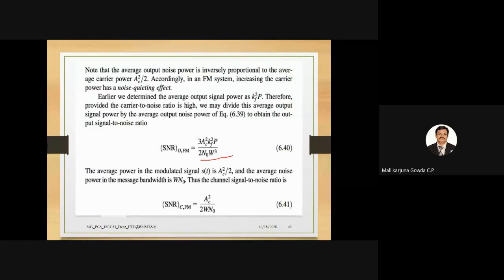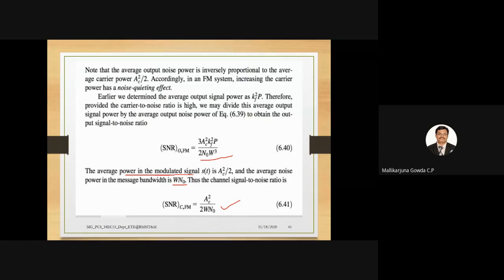So similar to that, we can find the channel signal to noise ratio, right? It is the ratio of the average power of the modulated signal, which is equal to A_c squared by 2, and the average noise power in the message bandwidth, W N0. So with that, I can write the channel signal to noise ratio for the FM signal as A_c squared by 2 W N0.